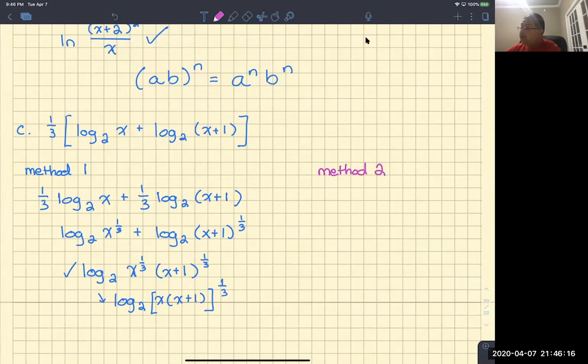Now, in method 2, remember I said initially that you want to do the power rule, then the product rule, then the quotient rule. And I said for 95% of the time, that would be the easiest order of steps that you can do. But I said 95% of the time. That does mean 5% of the time you may want to do another step before you do, say, the power rule. Okay, so you may want to do sometimes the product rule before you do the power rule.